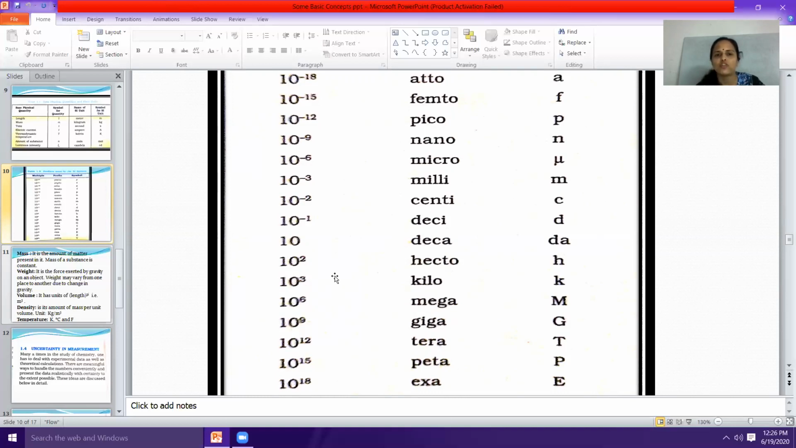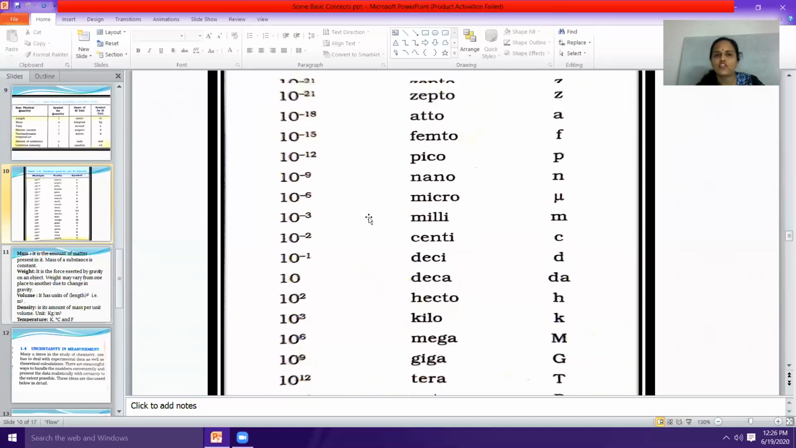1 megameter equals 10 raised to 6 meters. 1 gigameter equals 10 raised to 9 meters. 1 terameter equals 10 raised to 12 meters. 1 petameter equals 10 raised to 15 meters. And similarly, you need to know till 10 raised to 15, and here 10 raised to minus 15 at least. 1 femtometer equals 10 raised to minus 15 meters.